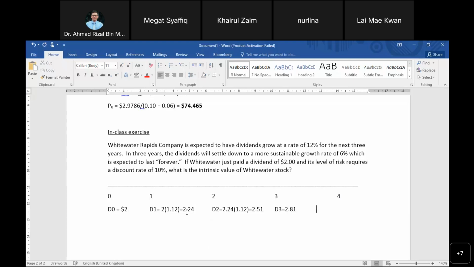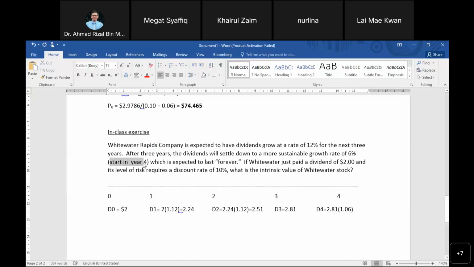Then D4. What is your D4? 2.81, be careful, times 1.06. Because the dividend will settle down to a more sustainable growth rate of 6% after the 3 years, this means that the 6% will start in year 4. That is what is implied here, right? So D4 is 2.81, which is D3, times 1.06, which is 2.98.